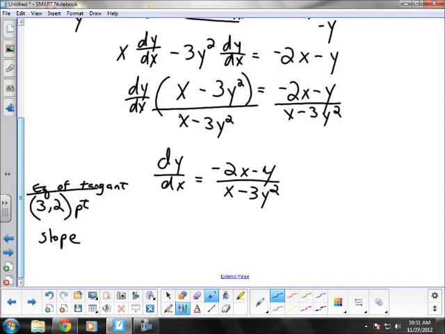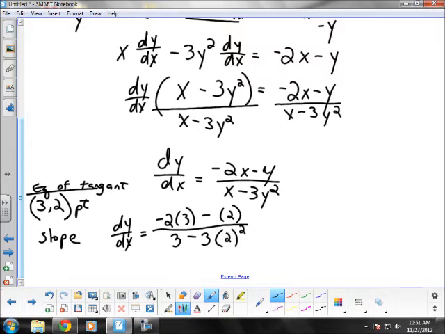Plug in the 3 and the 2, right? Everywhere there's an x in the derivative, I'm going to put in a 3, and everywhere there's a y, I'm going to put in a 2. Remember that that's the difference. For me to be able to find this slope, I've got to evaluate dy dx at this point, and it's going to take both of the coordinates. So I've got negative 2 times 3 minus 2 over 3 minus 3 times 2 squared. So everywhere there's an x, put in the x value. Everywhere there's a y, put in the y value.